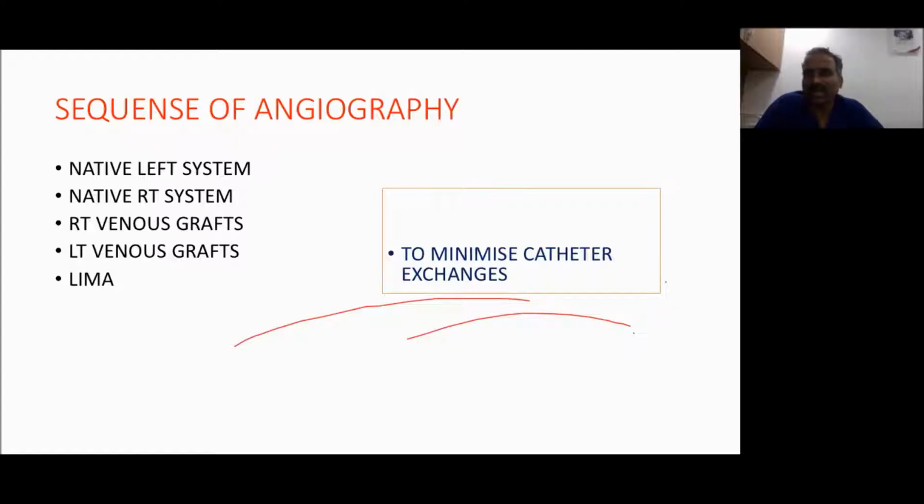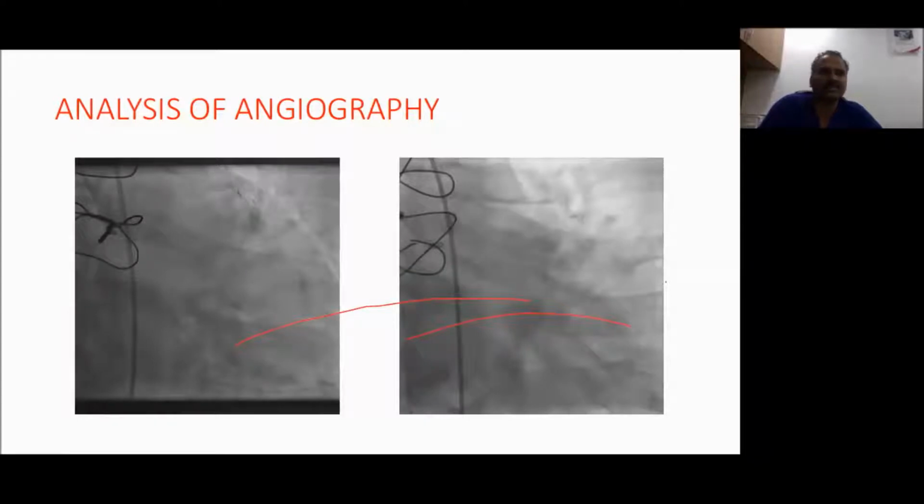And the sequence of angiography in these patients. Normally what I do is, first I'll do a native left system, right? And then go to the native right system, followed by right venous grafts, left venous grafts, and then LIMA. The sequence is important only to minimize your number of catheter exchanges. But if your JR doesn't work, then you may have to change the sequence. But this is a normal sequence which you can use most of the time.